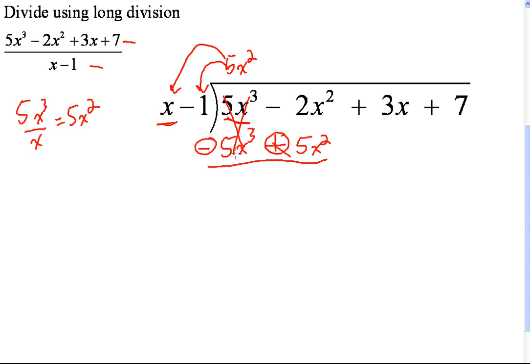So these first two cancel out. Negative 2x squared plus 5x squared is positive 3x squared. And then I drop the next term. And we're just going to keep repeating this procedure over and over again.